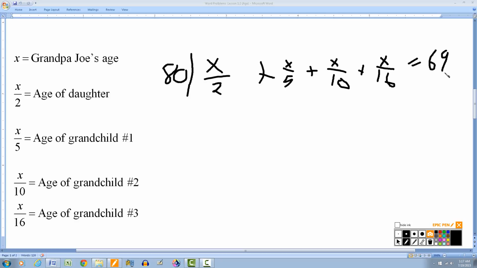So I multiply both sides of the equation by 80. That's legal, as long as you multiply both sides by the same value. And that's going to clear the fractions, because notice 80 times x over 2, the 2 goes into the 80 40 times, so the first term reduces to 40x. Multiply the next term by 80. 5 into 80 is 16, so that reduces to 16x.